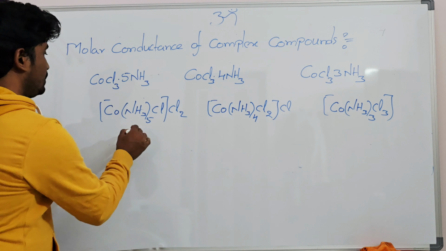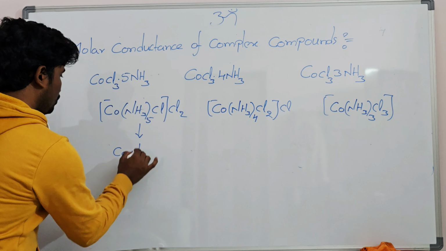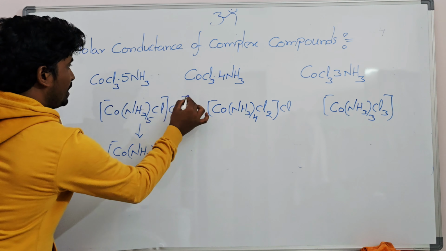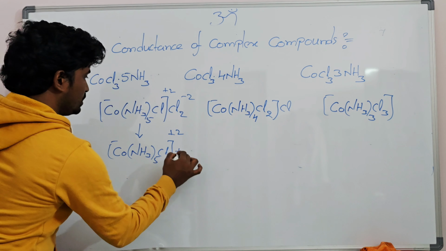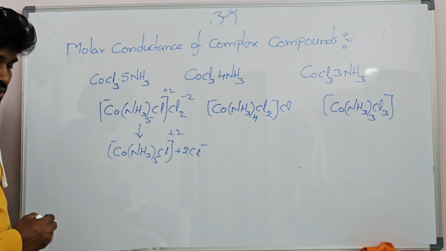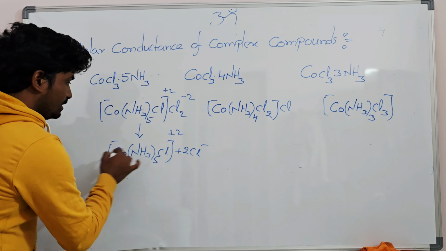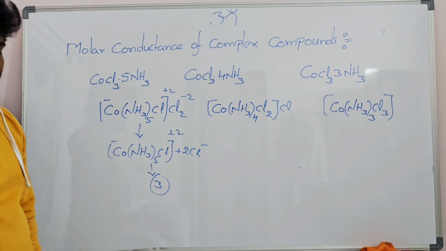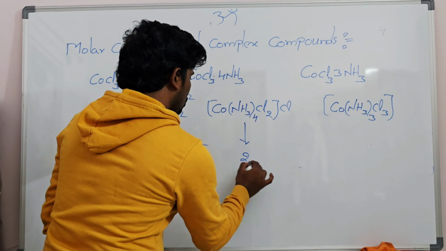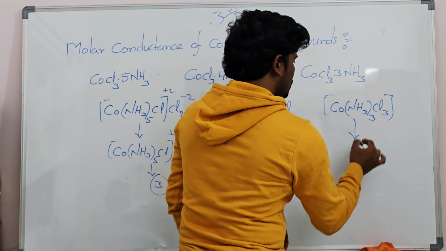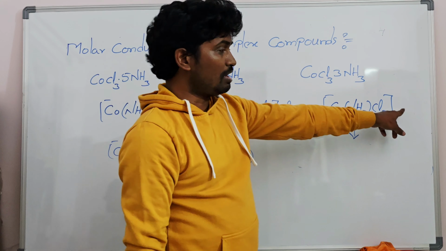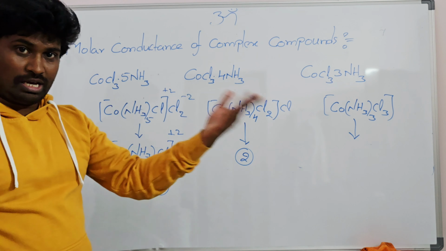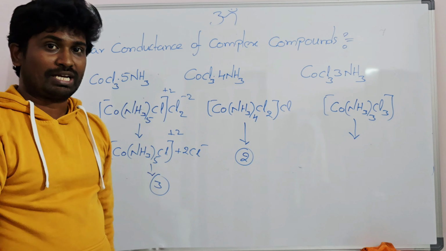This complex after dissolving in the aqueous medium: Co NH3 five times Cl. Here minus 2, here plus 2, plus 2 Cl minus ions. How many ions are liberated here? This complex is 1, plus 2 Cl's. Overall three ions are liberated. Now here how many ions are possible? Two ions are possible. Here is any ion possible? No ion, because the outside ionic sphere is absent. So when the number of ions is more, conductance is more, molar conductance is more.